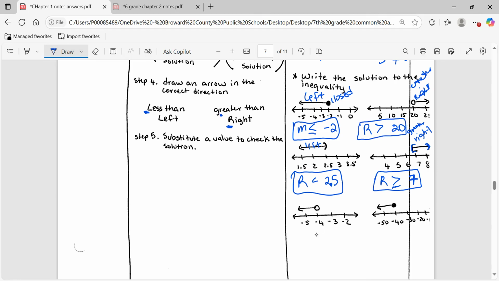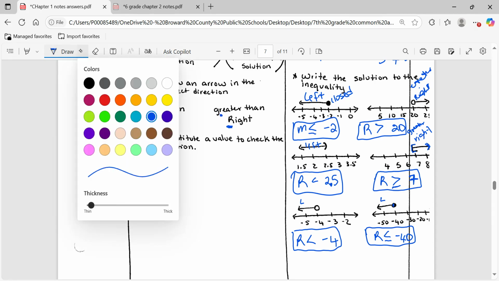On the next one here, going with R again for misread, and my solution is negative 4. I could tell from the number line. This is going to the left. So if it's going to the left, I know that R is less than. And this is an open circle, so R is just less than negative 4. On this one, this last one, using R again for misread, my solution is negative 40. I see this going to the left, so R is less than. It's a closed circle, so it's less than or equal to negative 40.